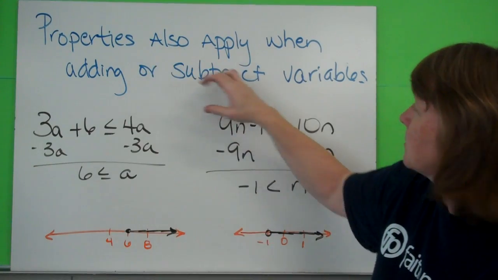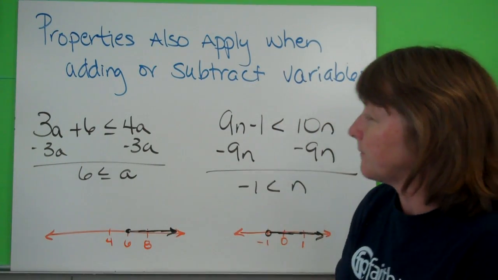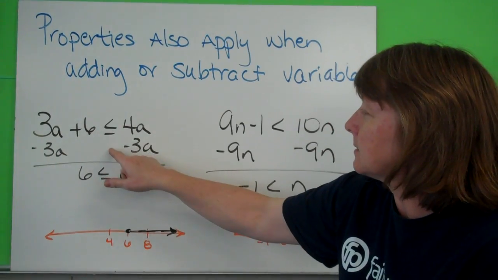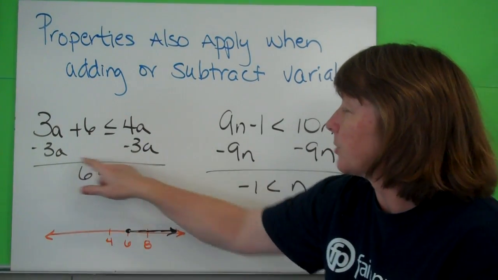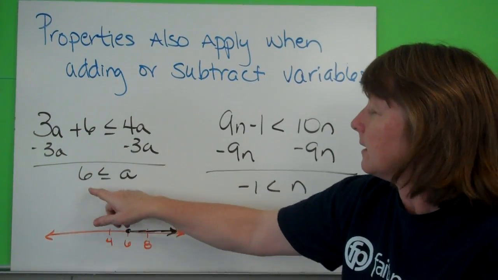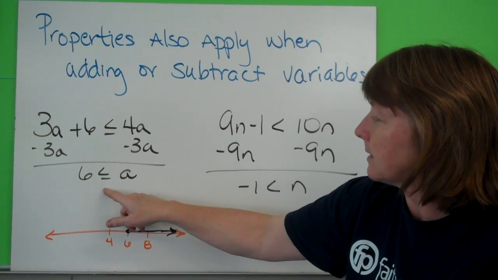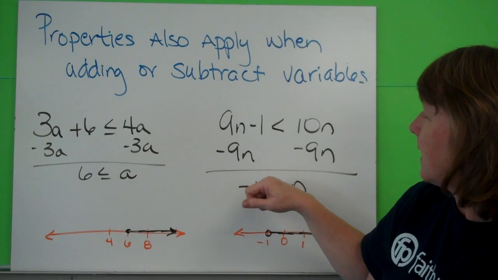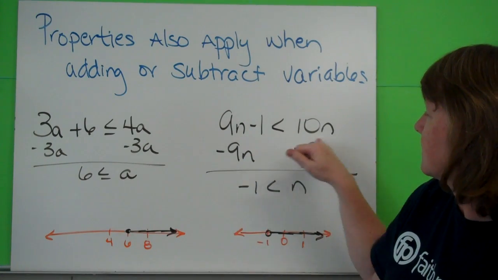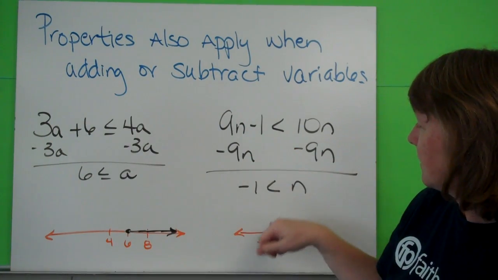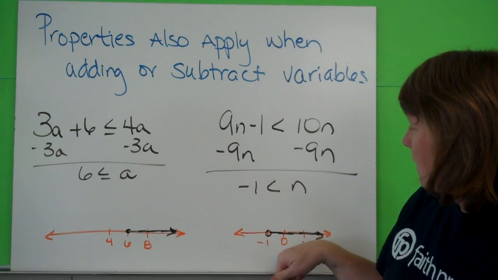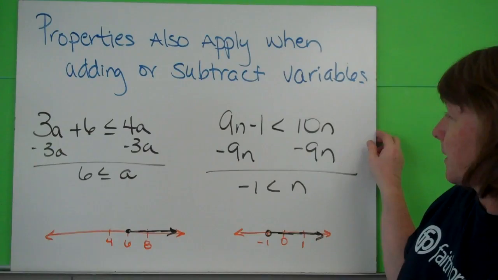These properties also apply when you're adding and subtracting variables. Here we have 3a plus 6 is less than or equal to 4a. We can subtract 3a from both sides. End up with 6 is less than or equal to a, and we can graph it. On this one, it's 9n minus 1 is less than 10n. Subtract 9n from both sides, and you got negative 1 is less than n. And that's where we have that.